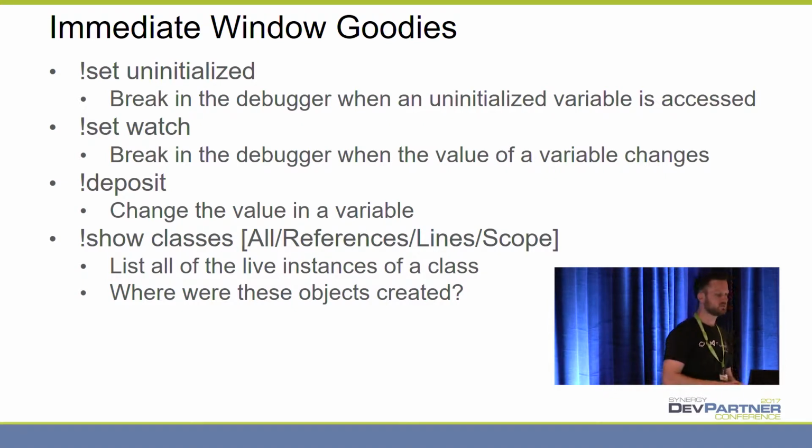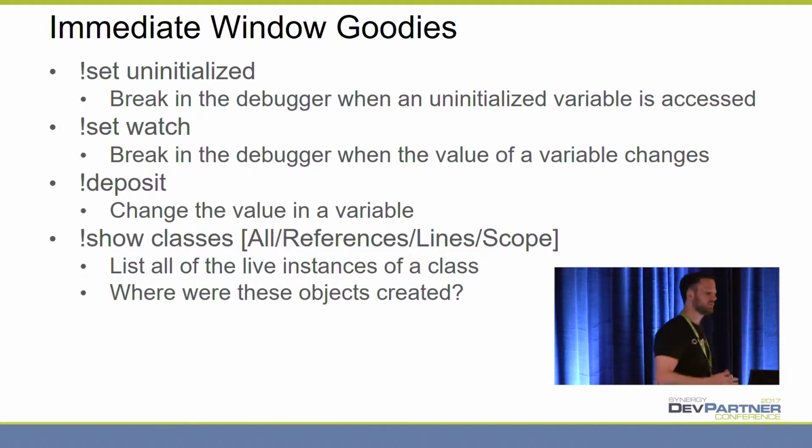Set watch lets you break in the debugger when the value of a variable changes. I don't know how many people actually already use this. Does anyone already use set watch in the traditional debugger? Yeah, so for anyone that doesn't use it, obviously it's pretty helpful to know when the value of something changes and have the debugger stop there, right? So inside of Visual Studio, you can just say bang set watch, and it will work the same way that it always did.